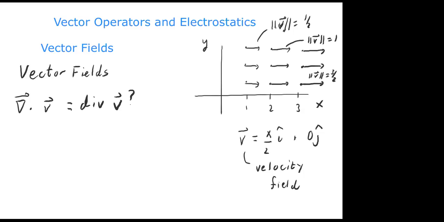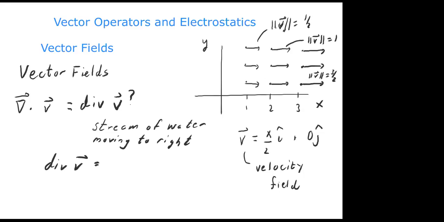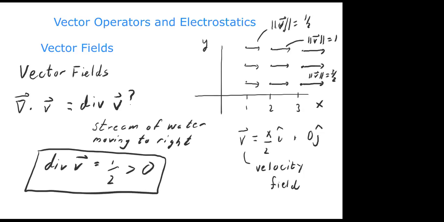So in this picture, you have a stream of water moving to the right. You can calculate the divergence of this vector field. I showed you how to do that last time. In this case, it's simply a half, so it's a positive quantity. And what we want to do now is connect these two ideas. What does that fact mean? Is there any connection or anything clearly related to the fact that the divergence of the vector field is positive in this case, and the velocity field for 9 of the particles in the fluid looks as follows.